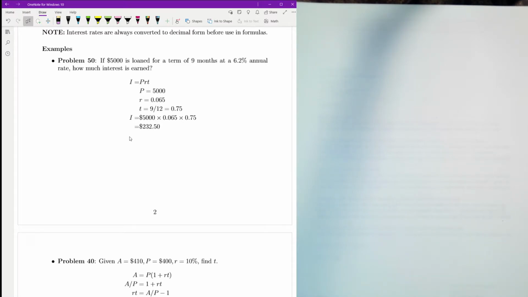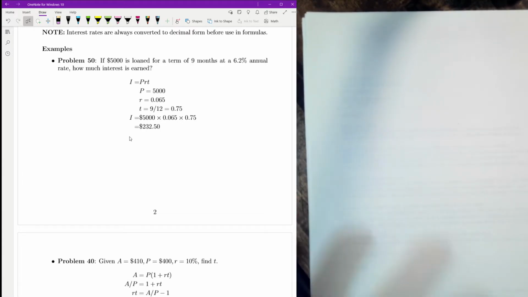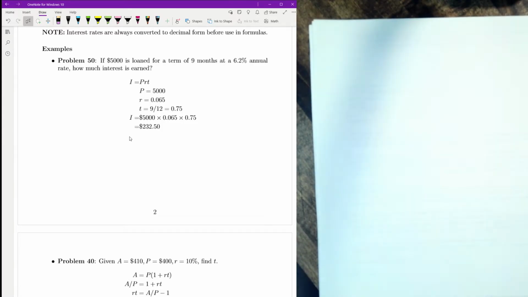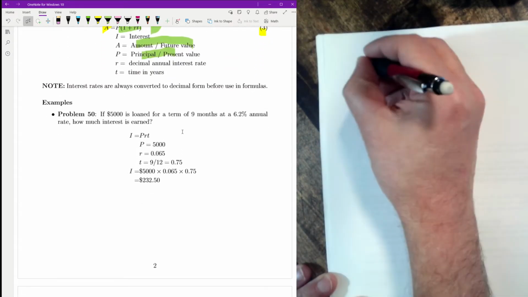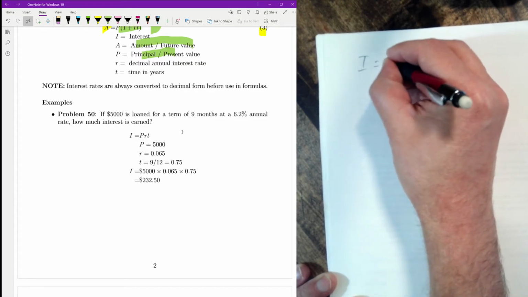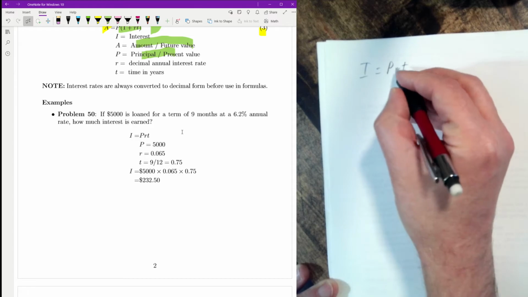These are examples from the book. Normally I'm going to separate the examples from the main lecture part, but for this first section I'm not going to do that. So we start out with problem number 50 from the book. If $5,000 is loaned for a term of 9 months at 6.2 annual percent, how much interest is earned? And it's a simple application of formula 1. Formula number 1 is I equals PRT, present value, decimal rate, time.